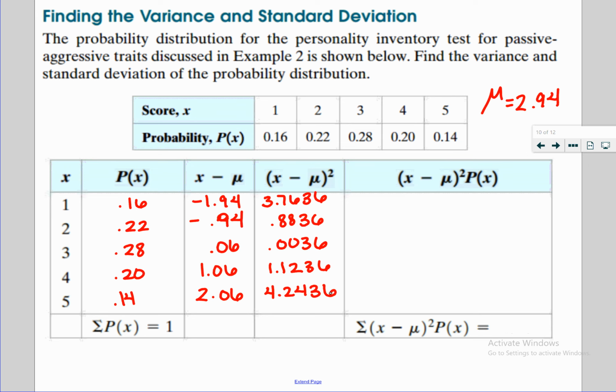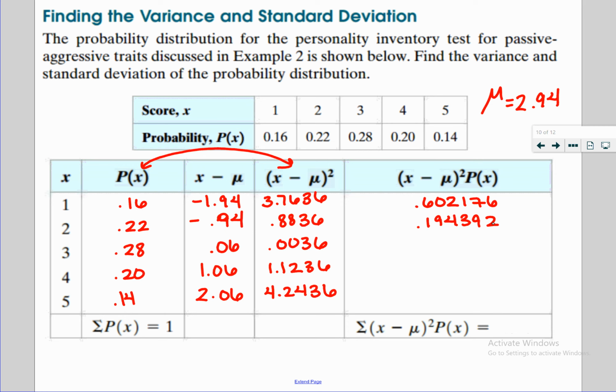Okay, so I found my deviation. Found my deviation squared. And now we're going to take the deviation squared and multiply it by our probability. Okay, so 3.7636 times 0.16, 0.602176. I'm just going to give it all the decimal places. 0.8836 times 0.22, 0.194392.